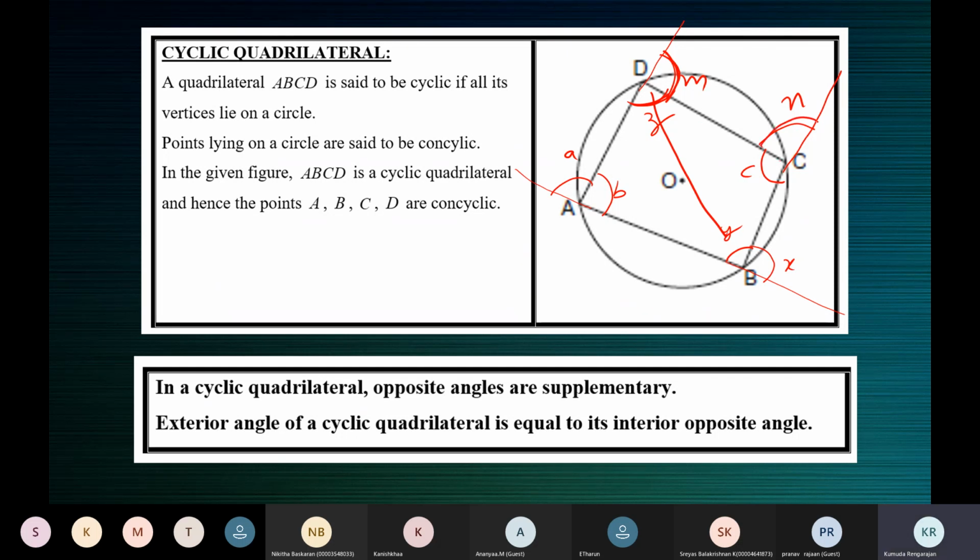Now why is N an exterior angle? Because the side BC is produced. When a side is produced, an exterior angle is formed. N is the exterior angle formed when the side BC is produced. For the exterior angle N, C is the interior angle. The angle opposite to C is B. So N is equal to B.